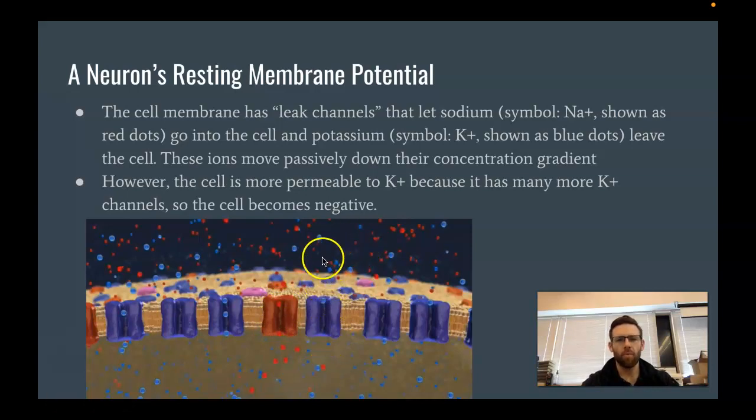And if you have more positives leaving than entering, you're going to end up with more positives on the outside and fewer positives on the inside. And that means overall the charge inside is going to be negative, and overall the charge on the outside is going to be positive. All right? They're just moving down their concentration gradient, but this difference in leak channels really leads to more negative charge on the inside of a neuron.